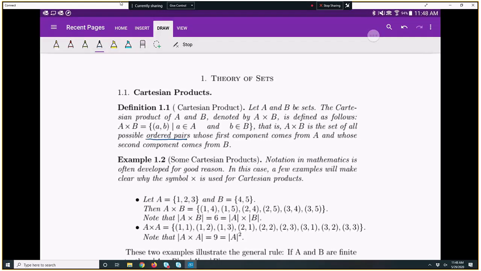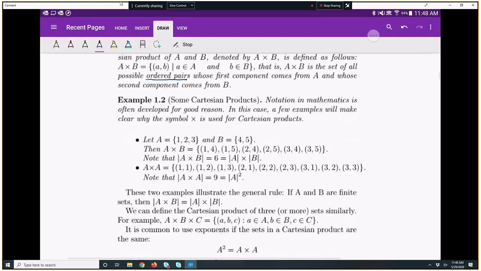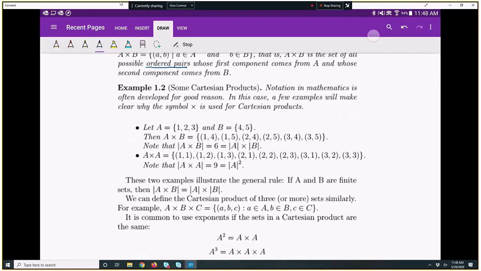Let A equal {1, 2, 3} and B equal {4, 5}. Then A cross B is the ordered pair (1, 4), the ordered pair (1, 5), the ordered pair (2, 4), the ordered pair (2, 5), and so on. And we can note that the cardinality of A cross B, in this case, is 6, which is equal to the cardinality of A times the cardinality of B, 3 times 2.